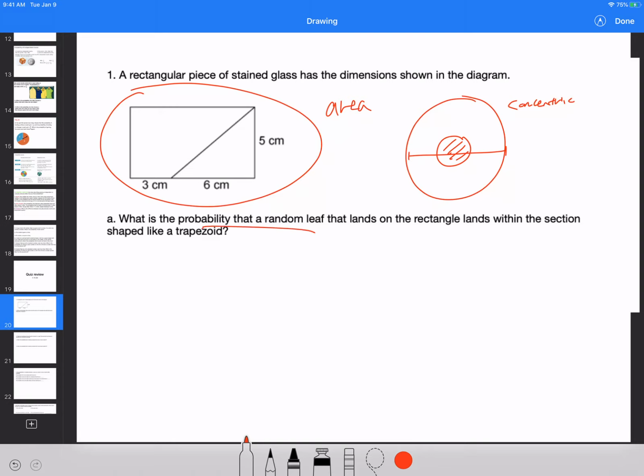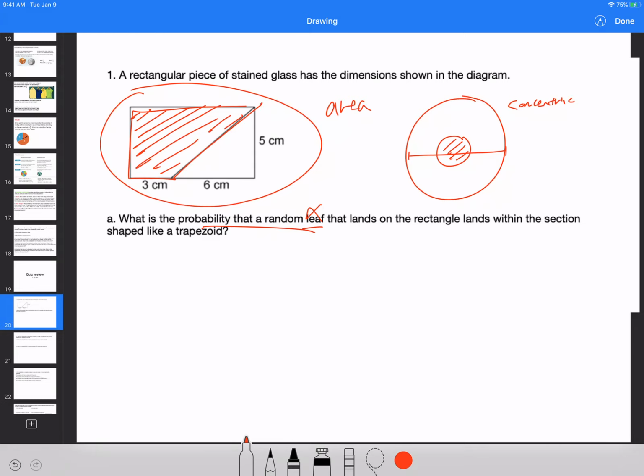So what is the probability that a random leaf, you don't really have to ask why they decided to do a random leaf, lands on the rectangle within a section shaped like a trapezoid? So what we're talking about is this particular portion of the rectangle, and what is going to be the probability, right? Now there are really 2 ways in which you can do this.